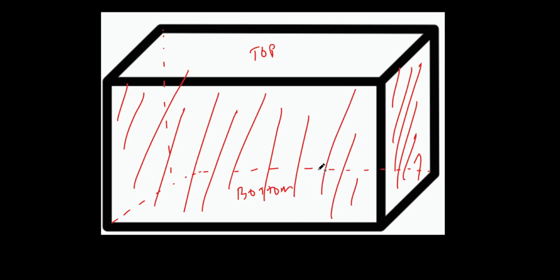Would they be parallel planes? No. They would not, because they intersect. Where do they intersect? Right here, don't they? How do two planes intersect each other? What do they form when the two planes intersect each other? They form a line, just a line.